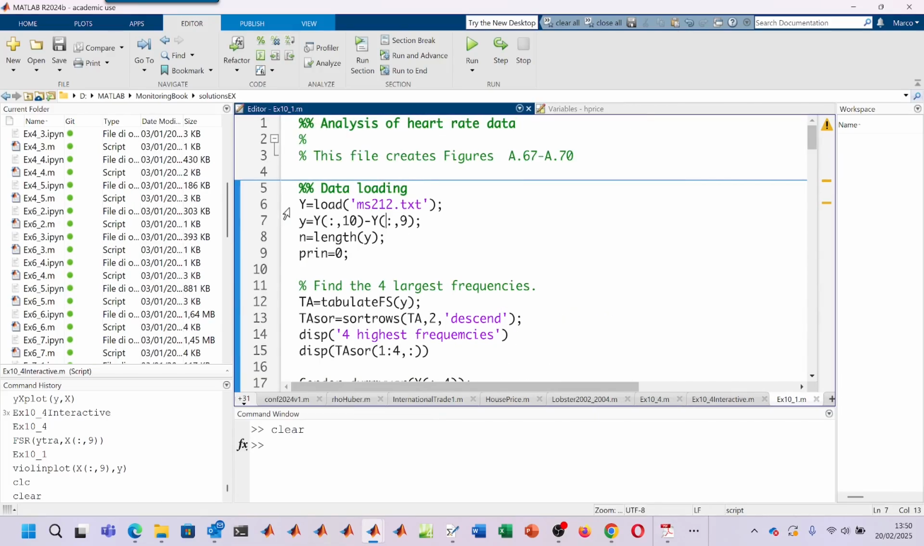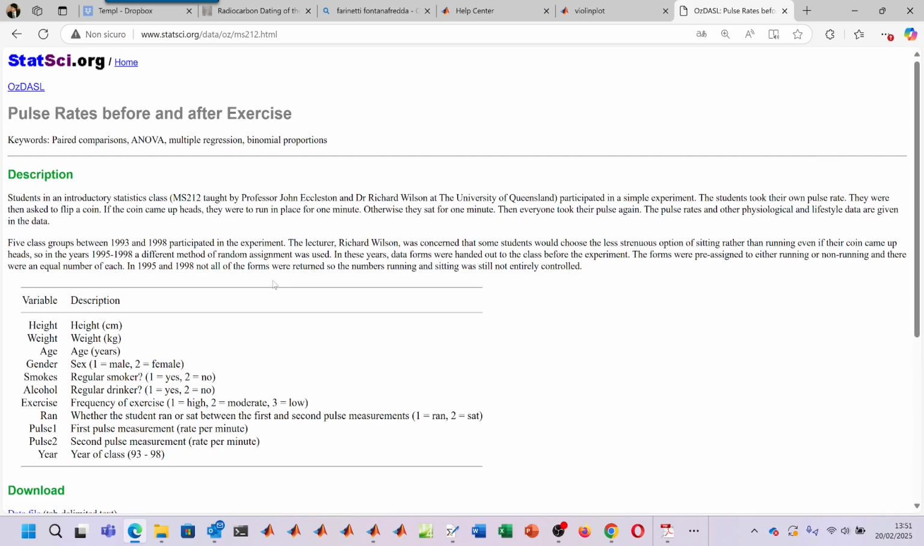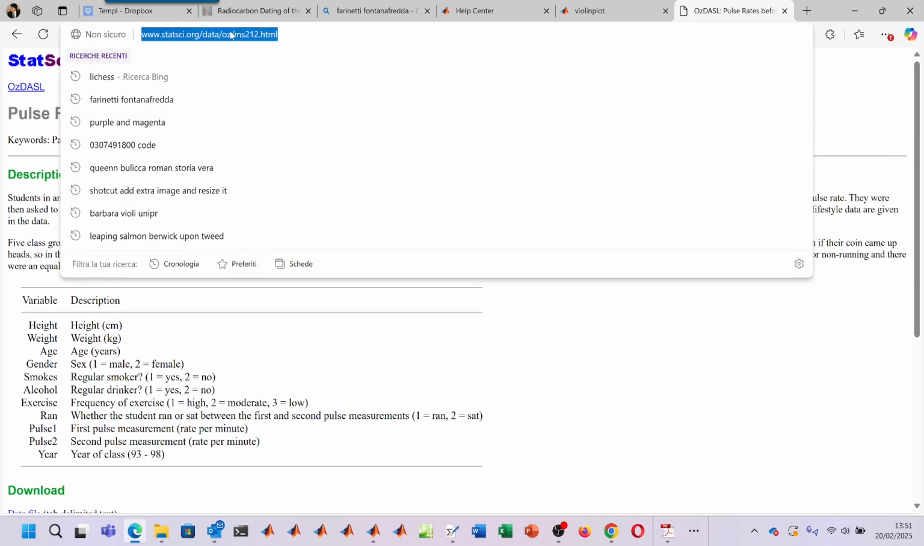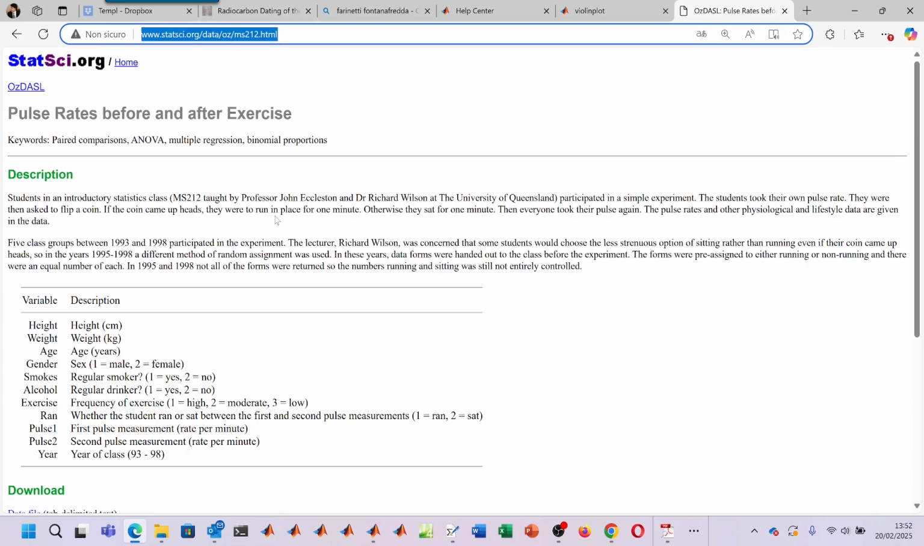The data are experimental results from a university class at the University of Queensland. In our book, these data are called the heart rate data. They give the pulse rate of students before and after exercise. The web page reference is given in our book. Here is what you find when you get to the description of the data.